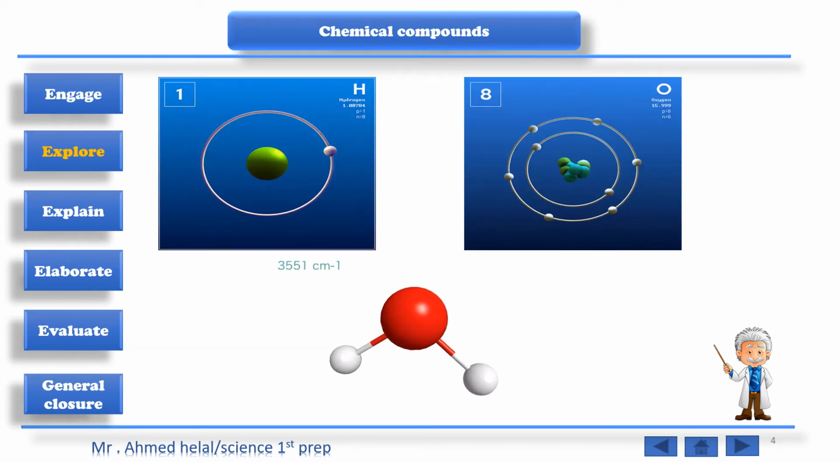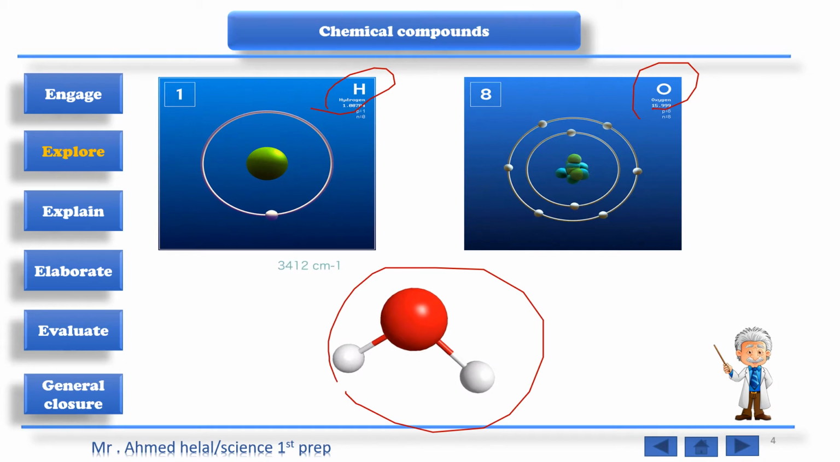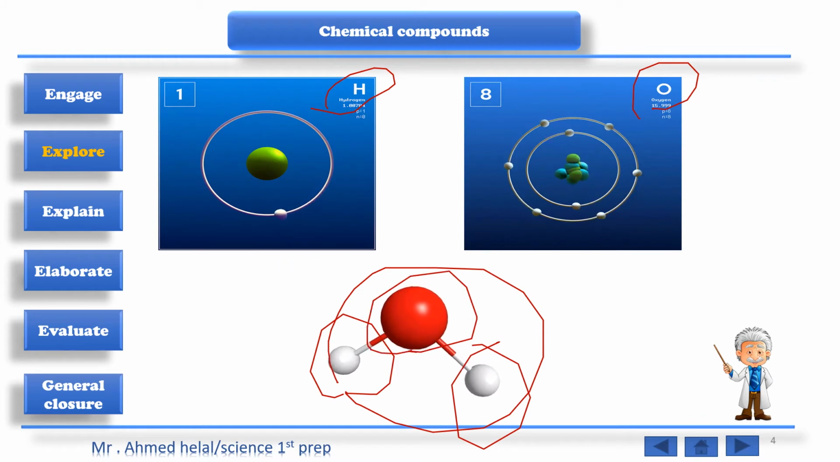And now we remember the difference between the element molecule and the compound molecule. This is an element molecule, it's H. And this is oxygen, this is an element. This is a compound, water compound molecule. Why? Because it consists of three atoms for two elements, an oxygen atom and two hydrogen atoms.